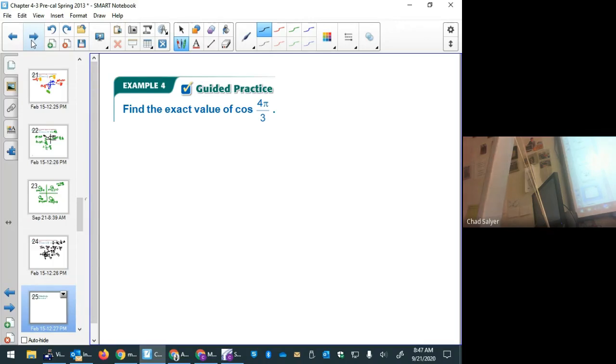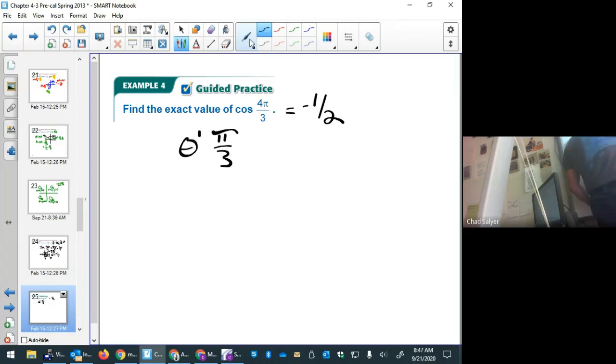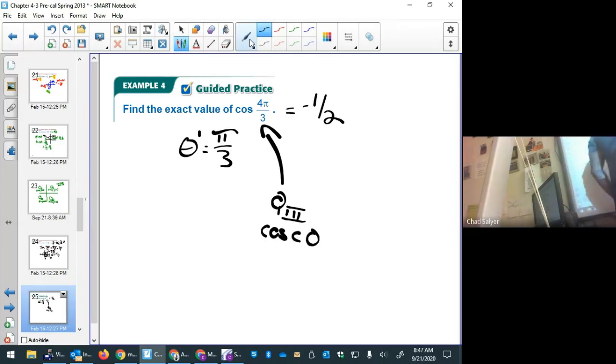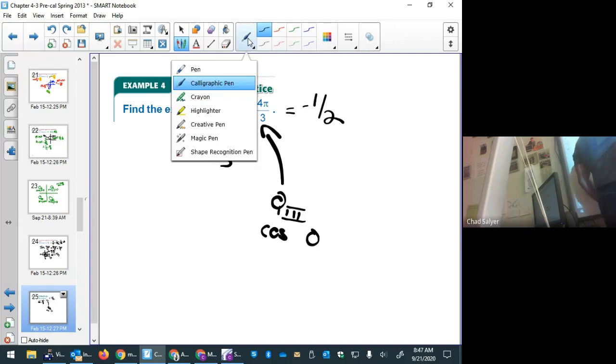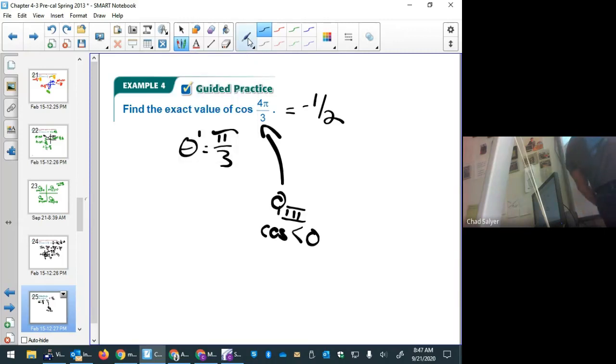All right, so the answer you should arrive at is negative 1/2, but what I'm concerned about here is, did you find that pi over 3 was the reference angle, and that if I consider quadrant 3, the cosine is less than 0, the x coordinate or the cosine is negative. So cosine is less than 0, meaning it's negative. Pi over 3, the cosine value is 1/2. And so we see that it's negative 1/2.